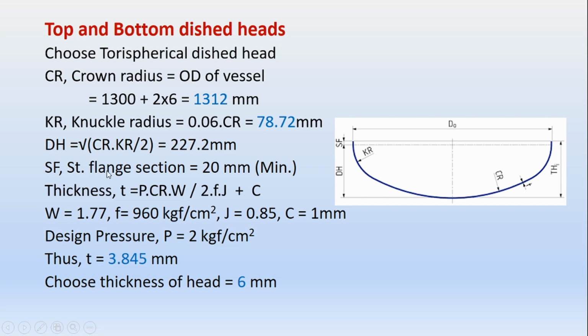The straight flange section is taken with a minimum value of 20 mm. So let us take 20 mm as the minimum. Alright, so 2 cm is the straight section.